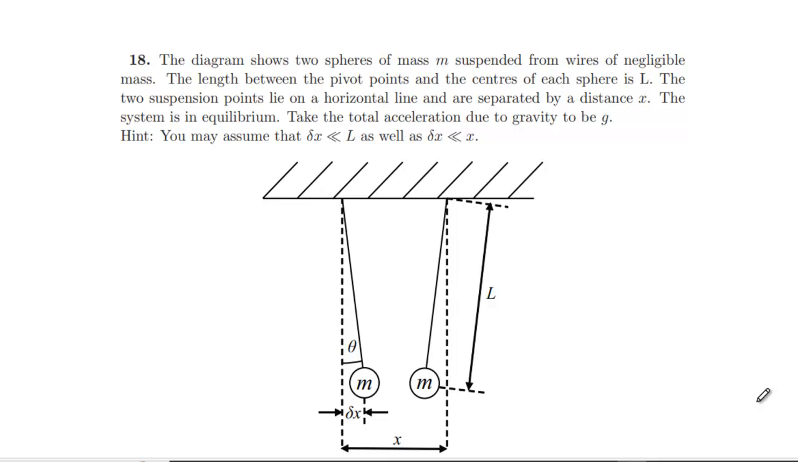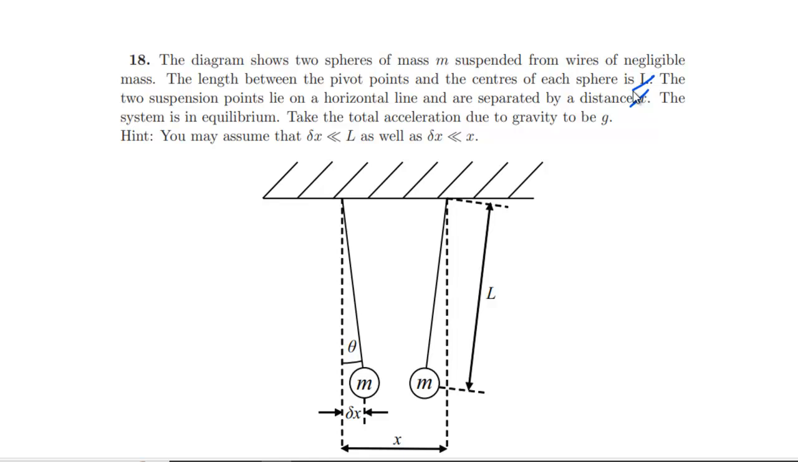Hello, continuing with the 2018 Oxford PAT, we've got question 18 this time. The diagram shows two spheres, mass m, suspended from wires of negligible mass, where the length between the pivot points and the centres of each sphere is L. Okay, they've marked that on. The two suspension points lie on a horizontal line separated by distance x, which they've marked on. The system is in equilibrium. Take the acceleration due to gravity to be g.